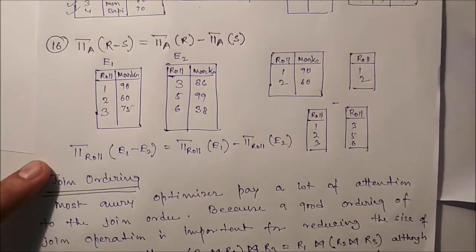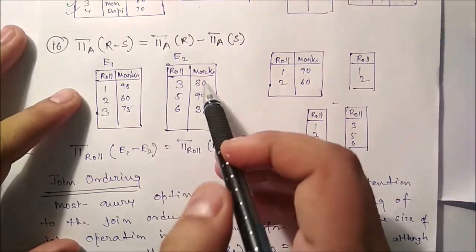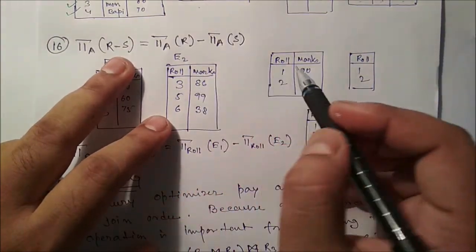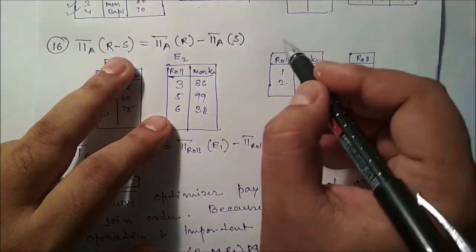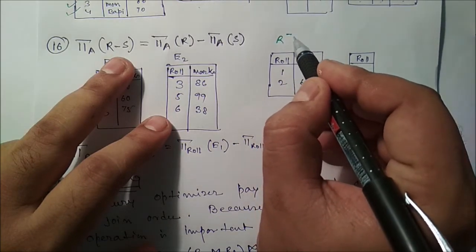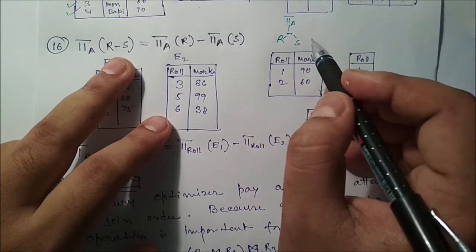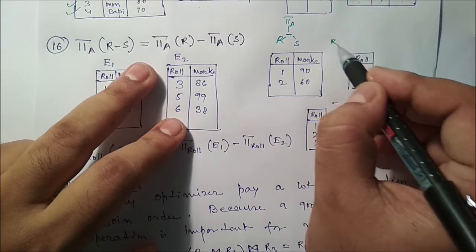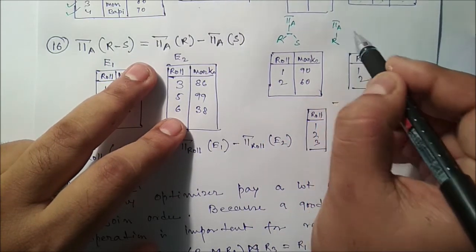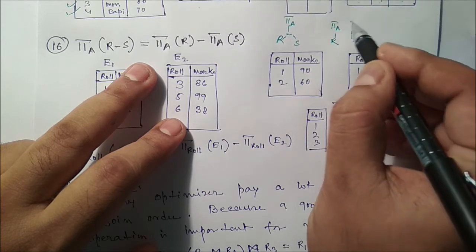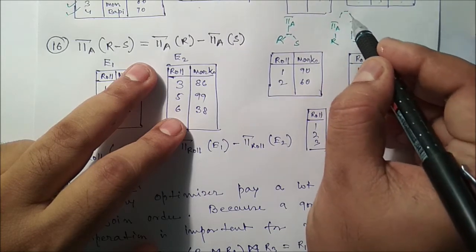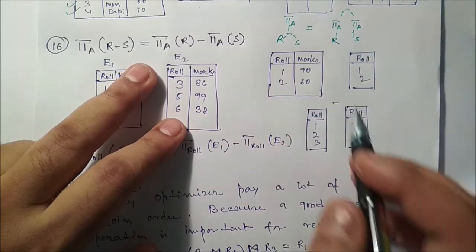Next we can see here, we apply the difference first. That means here we can first apply the difference R minus S, then apply the projection condition. Or what you can do, first we can apply the projection from both the tables, then we can apply the difference, and both are equivalent.